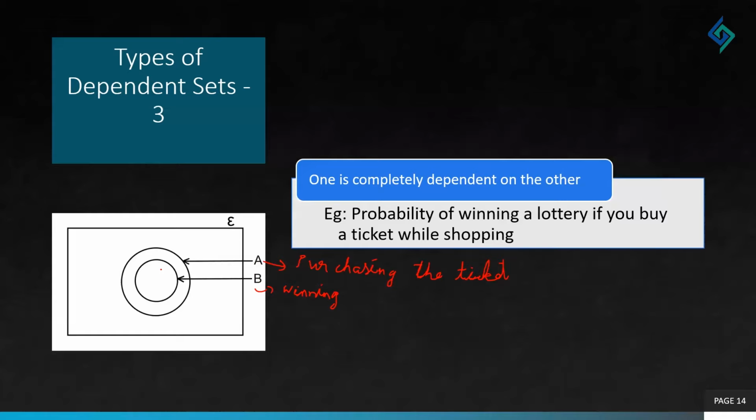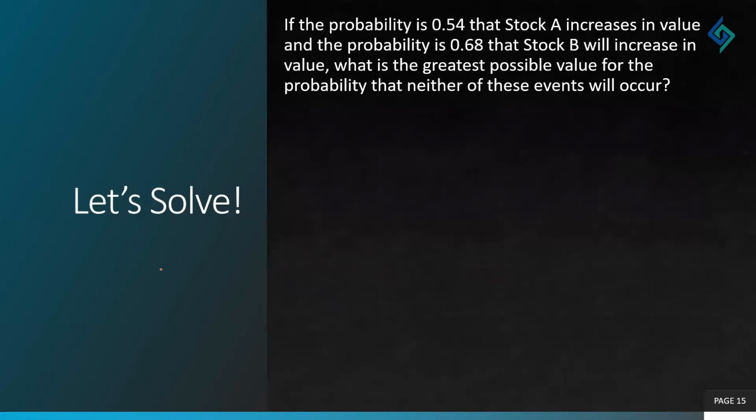And one such example I have picked up for this video. So let's look at this question. The question says if the probability is 0.54 that stock A increases in value, and the probability is 0.68 that stock B will increase in value, then what is the greatest possible value for the probability that neither of these events will occur? Right? Now, generally speaking, two stocks increasing in value, commonsensically speaking, seem to be independent events, right? And that is what most students will use subconsciously, immediately, to calculate the probability that neither stock A nor stock B is going to increase in value.